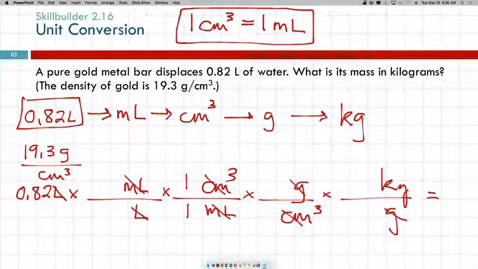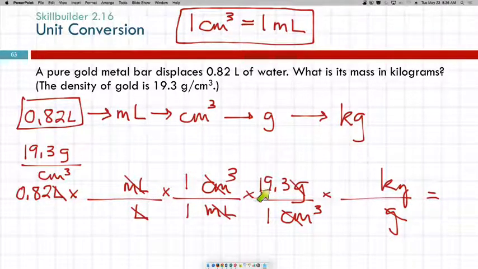The other one that strikes me is the density, since it's just given to me there, 19.3 grams. So I put 19.3 with grams per cubic centimeter, or per 1 cubic centimeter. You can throw a 1 in pretty much anywhere. Multiplying by 1 doesn't change anything.